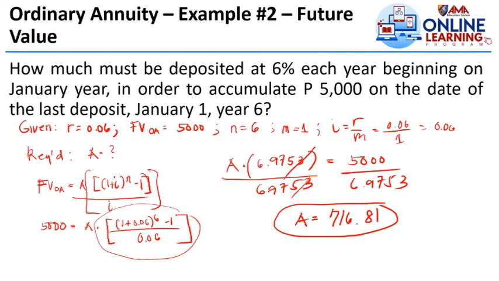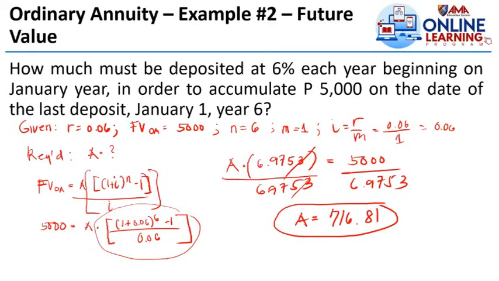Okay, isa-isahin natin. So yung given natin is, yung R natin is 0.06. Then yung FVOA natin is yung future value. Kumbaga yung na-accumulate. Yan yung future value, 5,000. Yung N natin is 6. So kasi nga, naka-deposit naman siya each year at the beginning of the year. So walang M na dineclare. So automatic yung M natin is 1. So P times M. So 6 years times 1 is 6 pa rin. So yung N natin is 6. So yung M natin is 1 kasi nga every year yung pagbayad ng annuity.